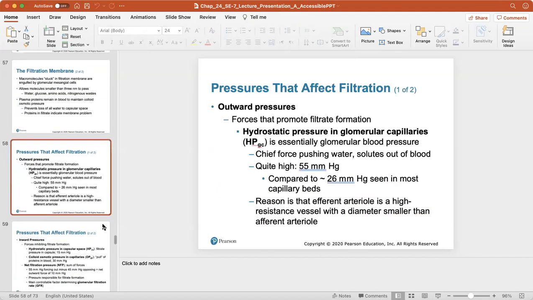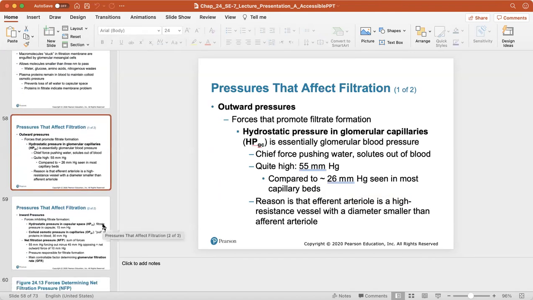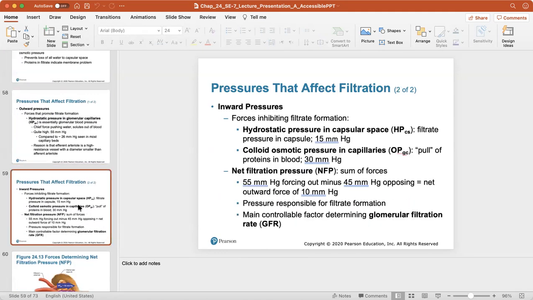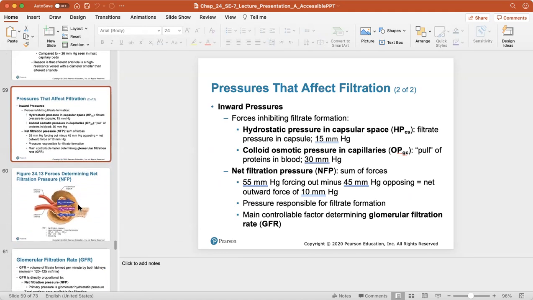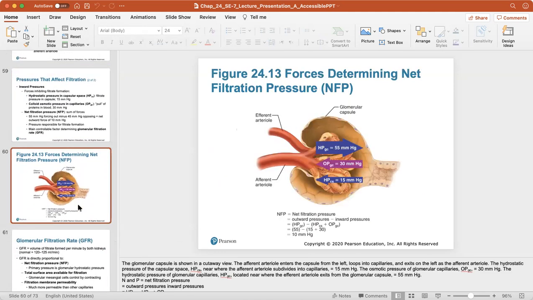Here are pressures that affect filtration. You have outward pressures that promote filtration, inward pressures, hydrostatic pressures; net filtration pressure is the sum of all pressures. Basically, what I just want you guys to look at here is we have pressures coming from the glomerular capillaries outward, pressure coming back in, hydrostatic pressure, but overall we get a net filtration pressure of 10 millimeters out after we add in all these pressures working against each other.